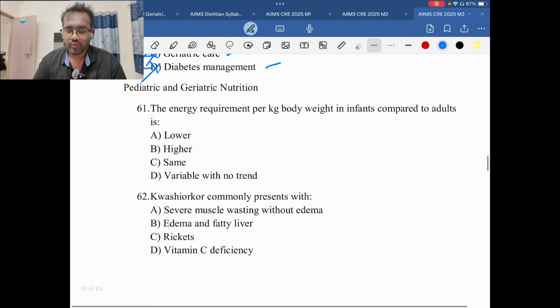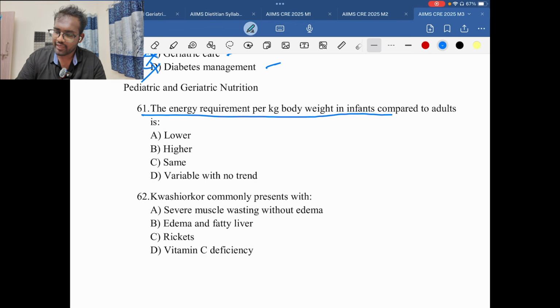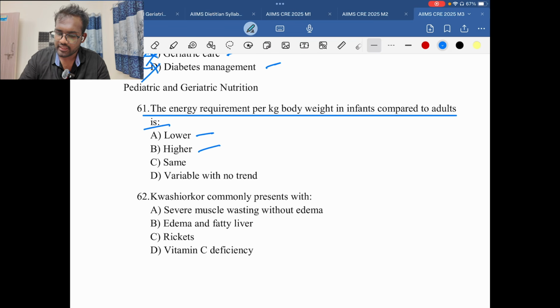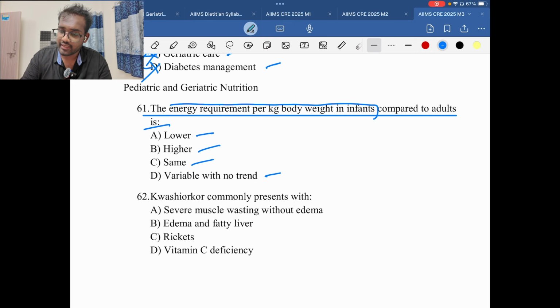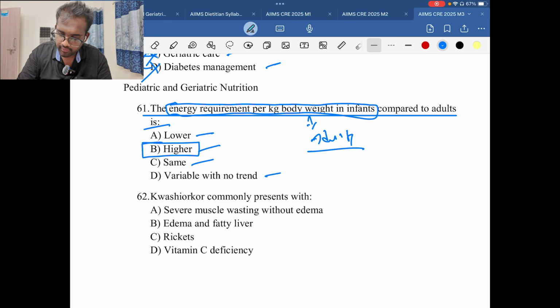Question number 61. The energy requirement per kg body weight in infant compared to adult is lower, higher, same, variable with no trends. So remember, the energy requirement per kg body weight in infant is always higher compared to the adult male. Always remember the infant requires a lot of energy per kg body weight. So the answer will be B, higher.